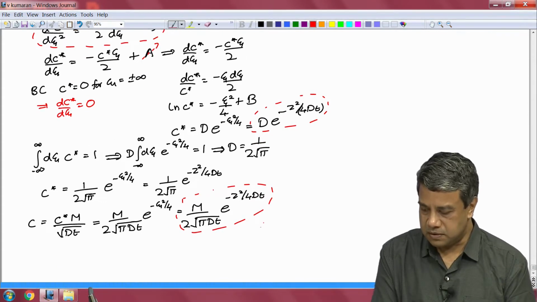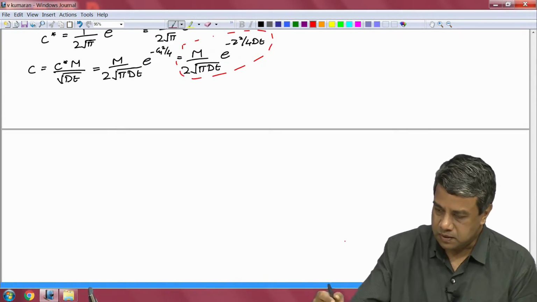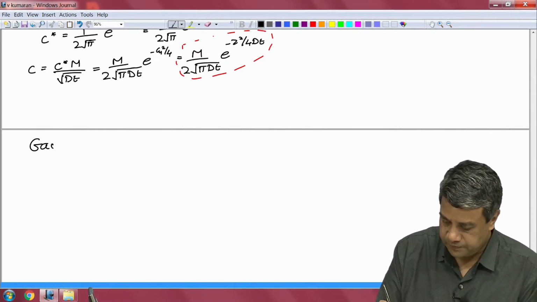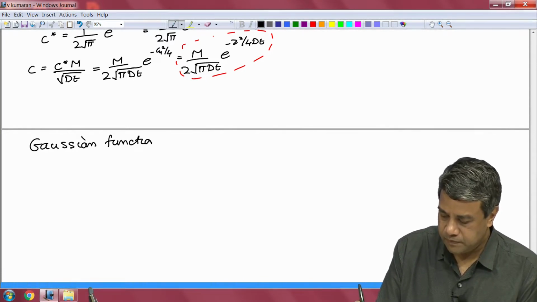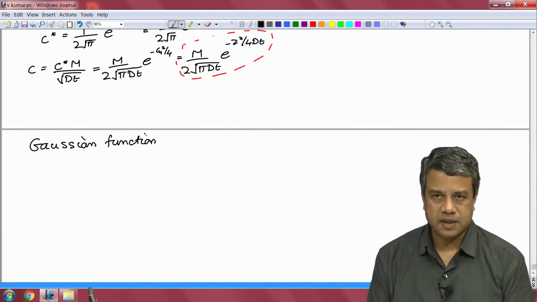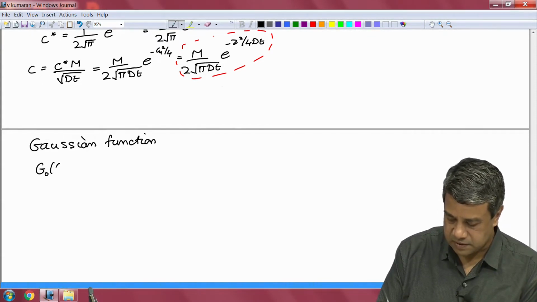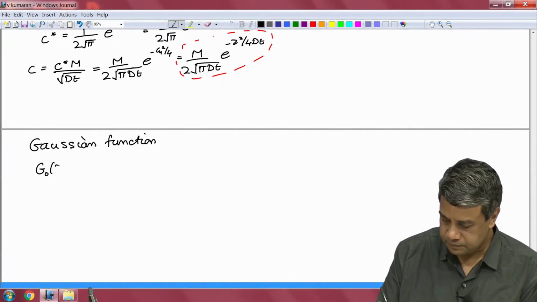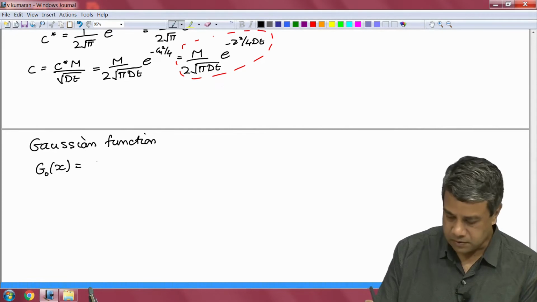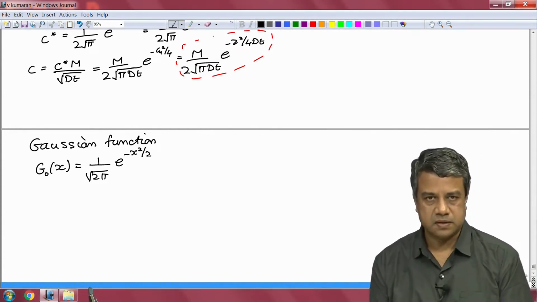This function is also a special function, called a Gaussian function. So I will briefly go through what a Gaussian function is. The normalized Gaussian function of any variable, which I will call x, is g naught of x equal to 1 by root 2 pi e power minus x square by 2. That is the normalized Gaussian distribution.